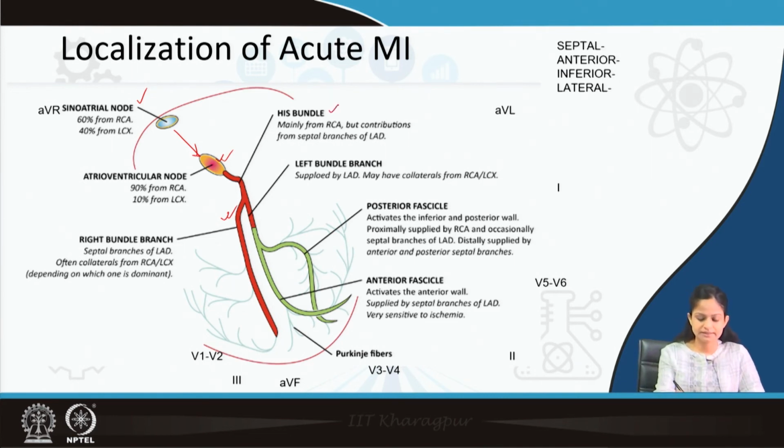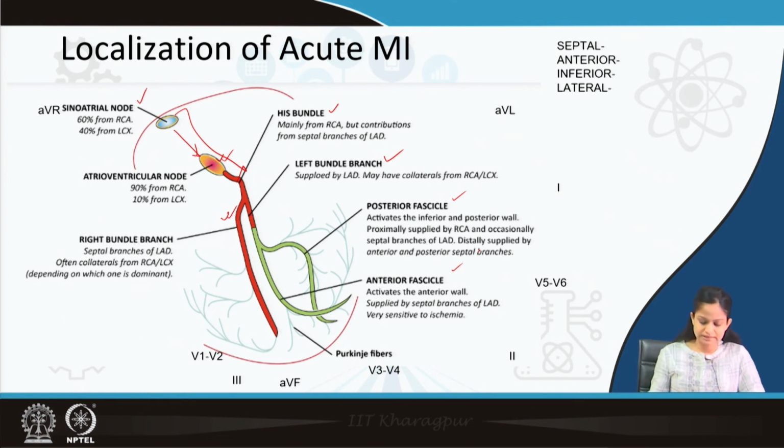Then the bundle of His is also getting its supply from the right coronary artery. The left bundle branch is getting supply from the left anterior descending artery. Similar is that of the posterior fascicle and anterior fascicle. They also get the supply from the septal branches of the left anterior descending artery.